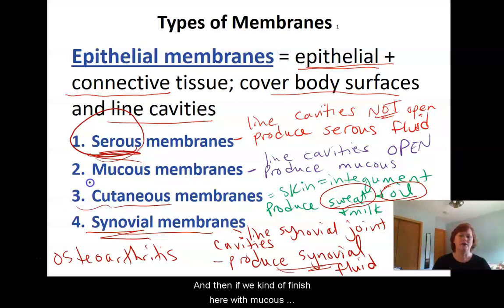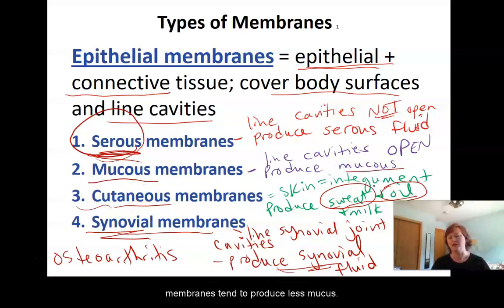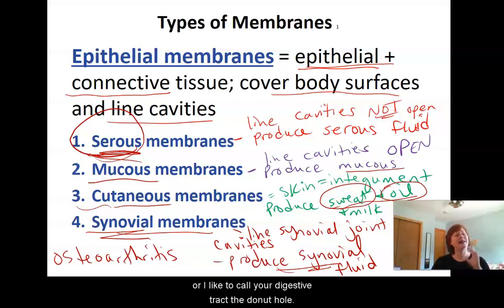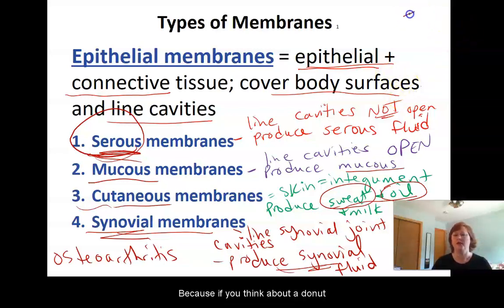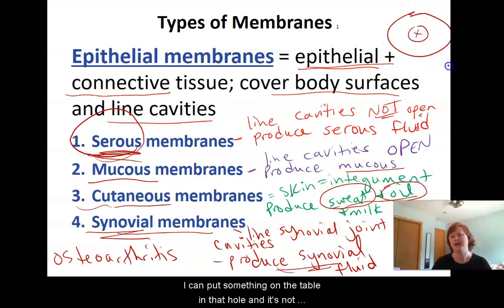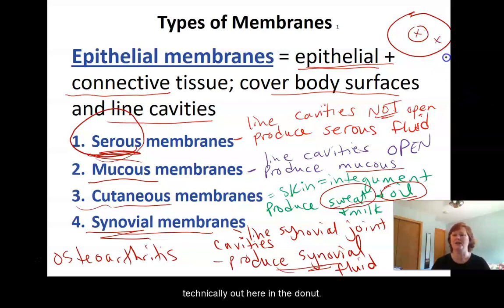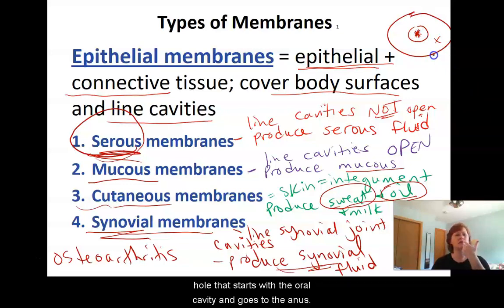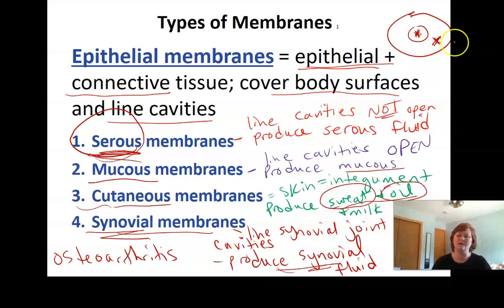And then if we kind of finish here with mucous membranes, as you age, those mucous membranes tend to produce less mucus. So if you think about mucous membranes, these are cavities open to the outside. So you're talking about your digestive tract, or I like to call your digestive tract the donut hole, because if you think about a donut, there's a hole in the middle, right? And I can put something on the table in that hole, and it's not technically out here in the donut. So you can eat something and it goes into your donut hole that starts at the oral cavity and goes to the anus. It's not really kind of in your body yet because it hasn't been absorbed into the donut.